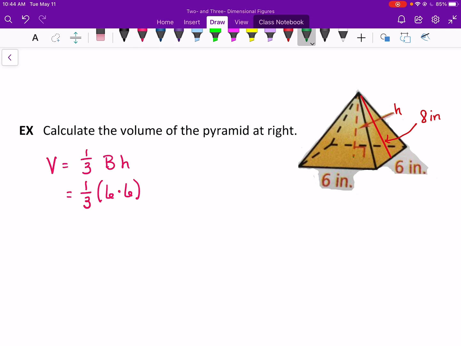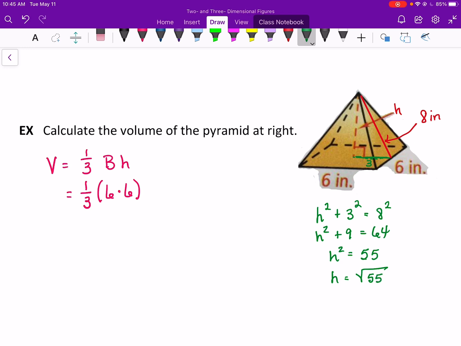Let's calculate it. Do you see the right triangle in there? Here we go again, Pythagorean theorem. H squared plus, if it's 6 all the way across, that means that bottom part is 3. Our slant height is 8. So h squared plus 9 equals 64. Subtract 9 from both sides. So h squared is 55. H is the square root of 55. I'm just going to leave that just like that.